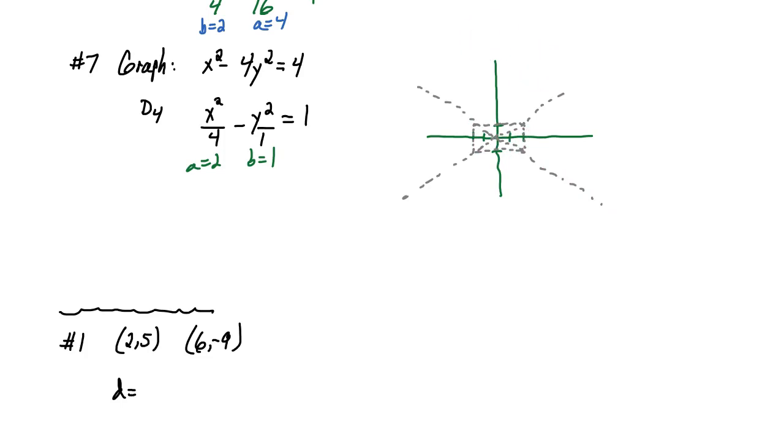Now we can draw in our hyperbola. Because the x squared comes first, it is the sideways opening hyperbola. It will touch right here and go along the asymptote lines. And it will touch right here on the edge of that box and go along the asymptote lines. That's all for the book.